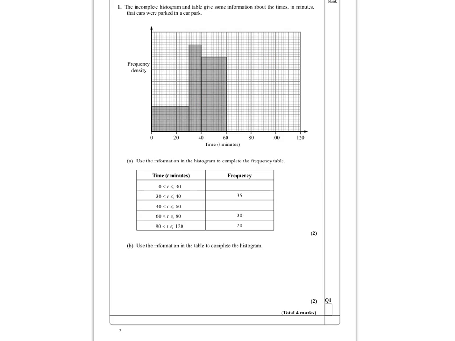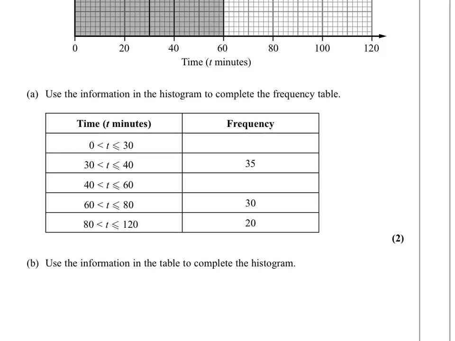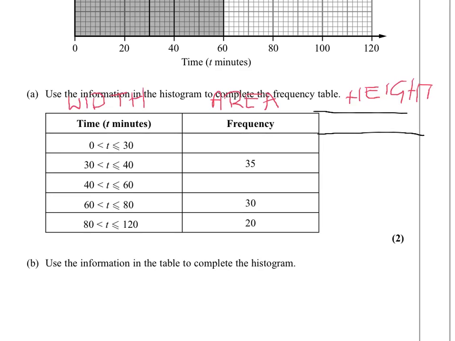Before we can really go anywhere with this, there's a few things we need to add to the table and the histogram so we can start answering questions. First, label the table so that this column will represent the width of the bars. This column will be the area. Frequency is always the area. And then we're going to add a third column, which will be the height of the bars, and that is also the frequency density.